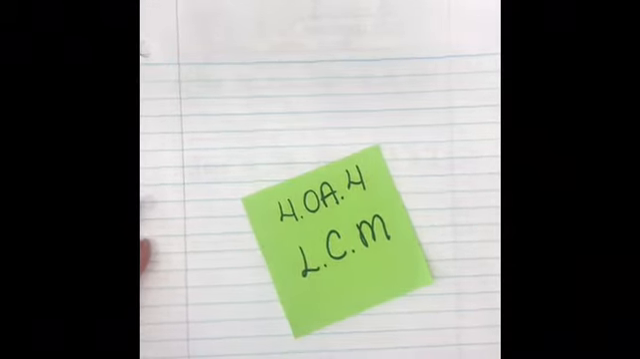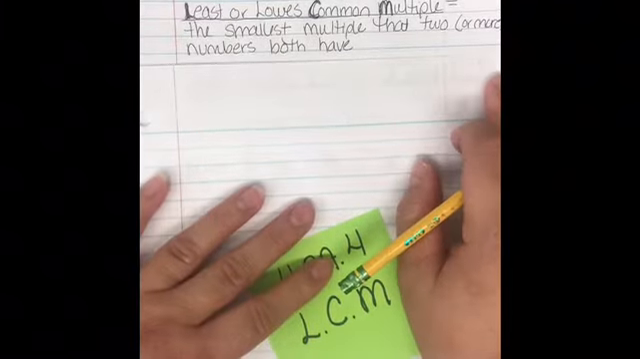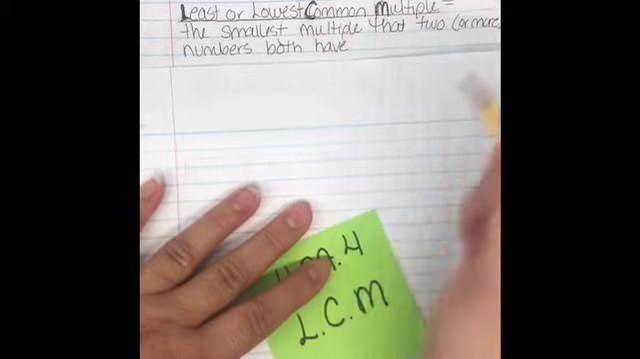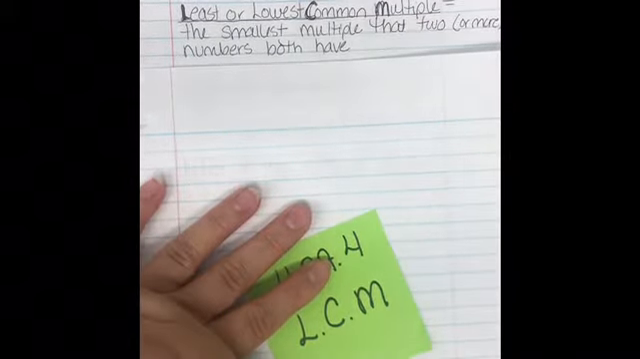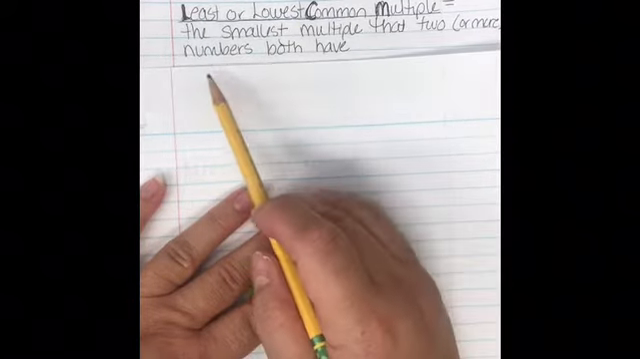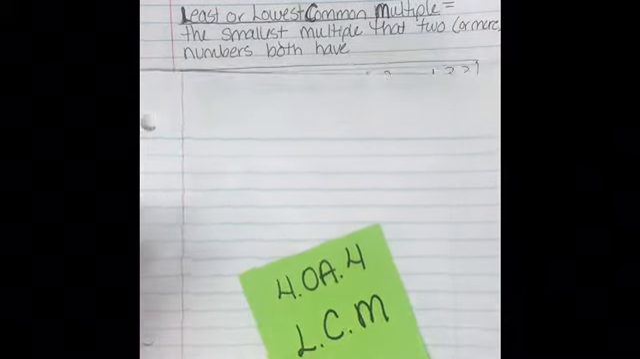Alrighty, here we go. First thing we always do is we head our notebook paper with the topic we are studying. So we're going to label it 4.OA.4 LCM. The first thing we need to include is the definition for LCM, which is least or lowest common multiple. Sometimes they call it the least common multiple, sometimes they call it the lowest. It means the same thing, and that is the smallest multiple that two or more numbers both have. This is going to make more sense as I show you an example.